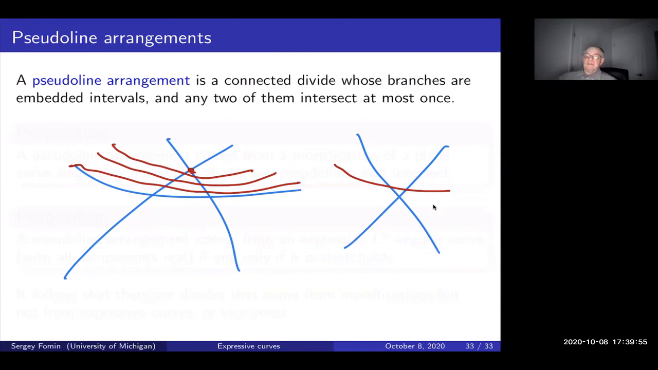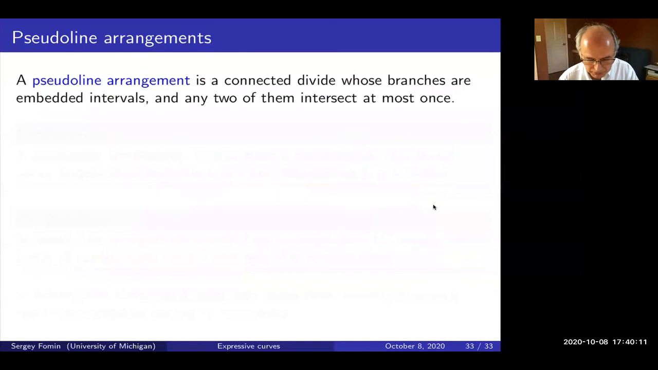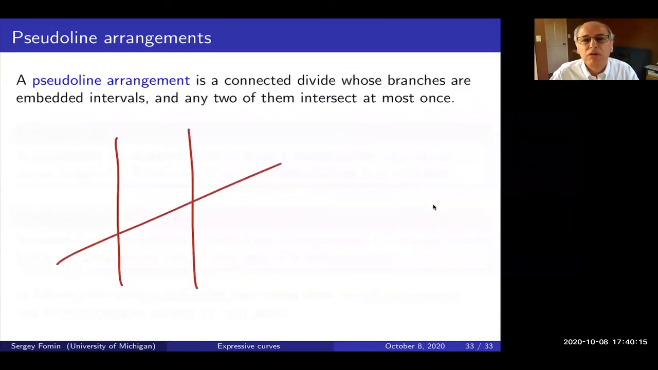I didn't understand really why, say, two parallel lines crossed with a third one, not parallel to them, is not good for this. That's all right, that will be expressive too. So you can have two parallel, like this is an expressive curve. But when they become pseudolines, do you somehow disregard them? It cannot come from a morsification. That's what I'm saying. Ah, okay.